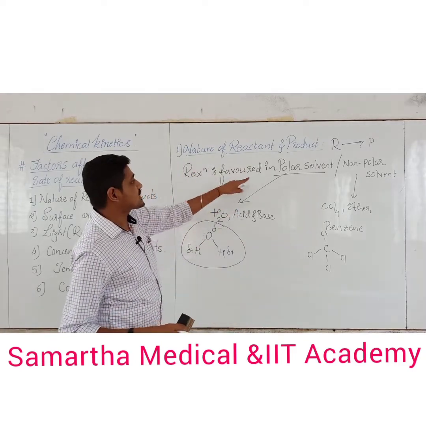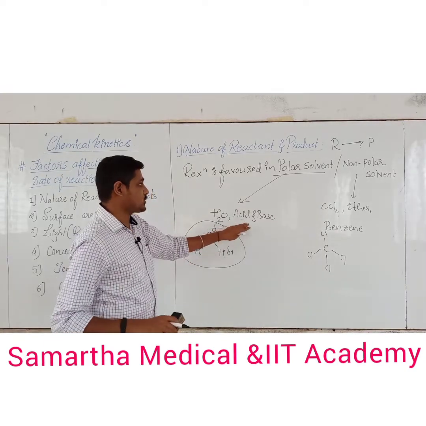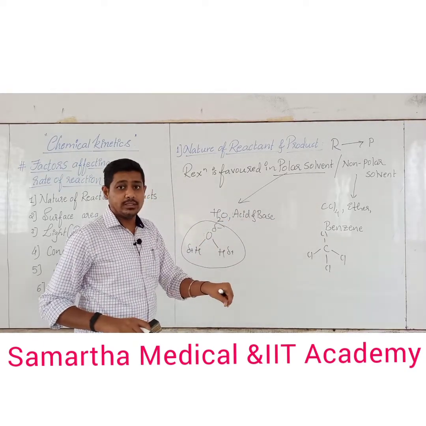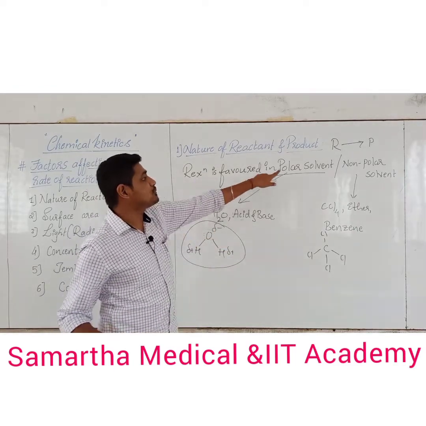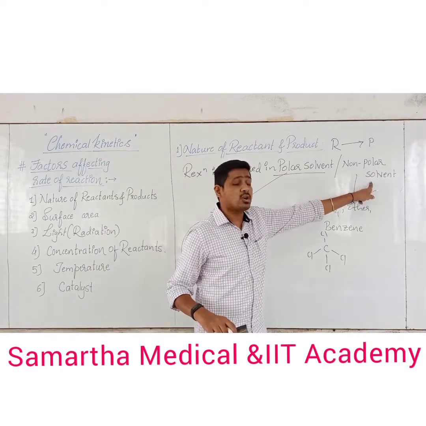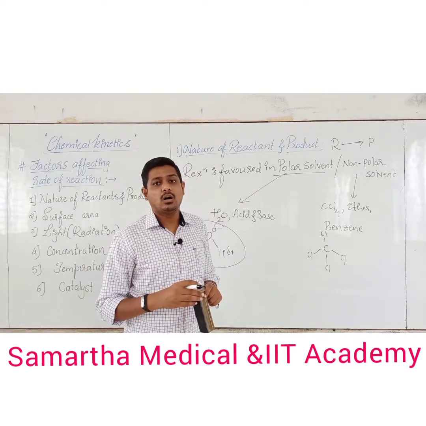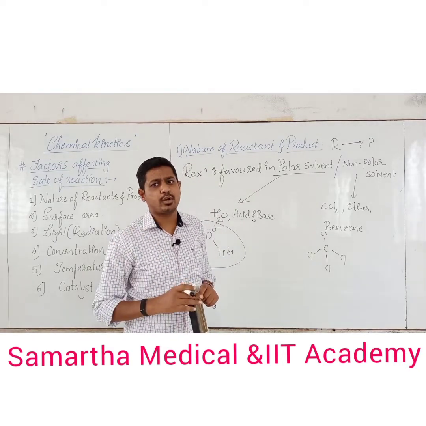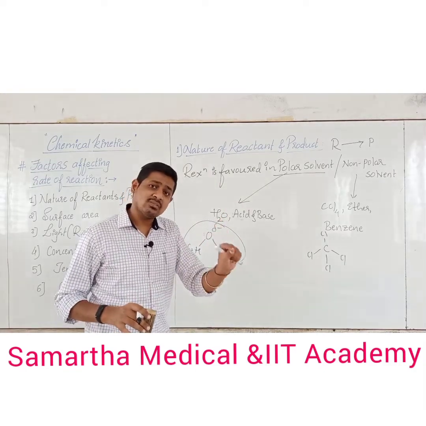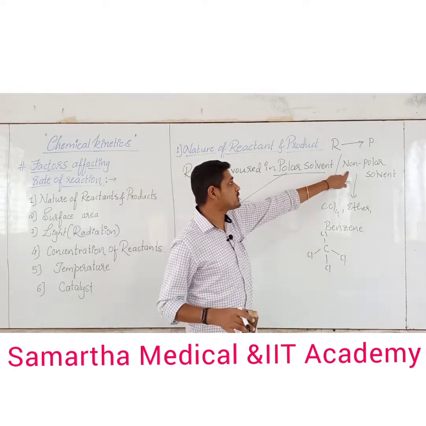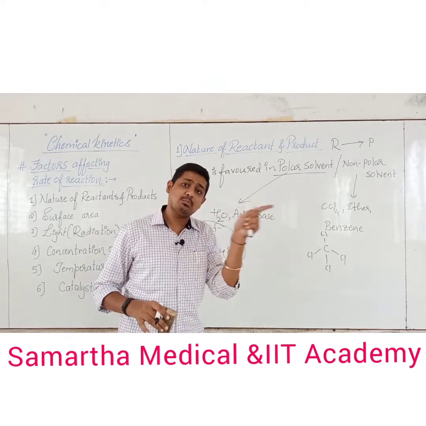Now if I say the reaction is favored in polar solvent, it means the products are stable in polar solvent, and if you use polar solvent, the reaction will be faster. If the reaction is favored in polar solvent and you use a non-polar solvent, what will happen? The reaction will get reversed, meaning you will not get the product, or you will get only a little amount of product. Why? Because whatever product has formed is stable in polar solvent, but you are using non-polar solvent, so the product will not be stable and the reaction will go backwards.